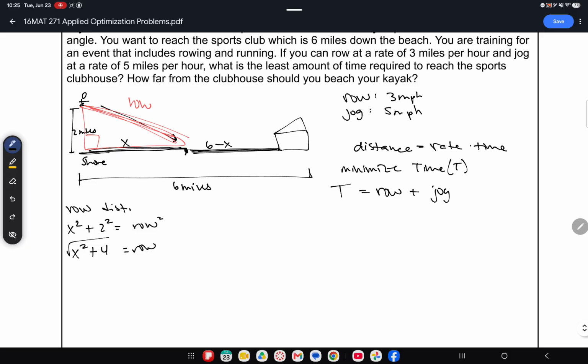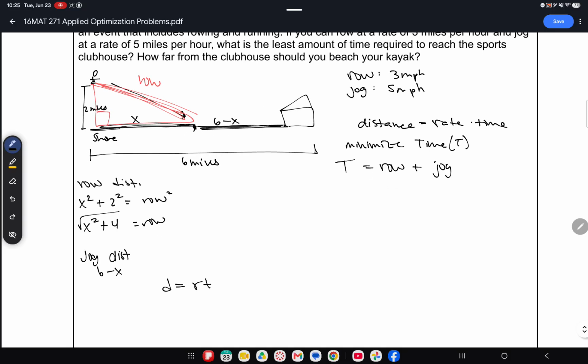If I rearrange the distance, let me write this. Jog distance is that 6 minus x. Distance is rate times time. Well, I want time. So time is distance over rate. So for rowing, my distance is that square root of x squared plus 4 over my rate, which was 3. And then jogging, the distance was 6 minus x over my rate, which was 5. Right?